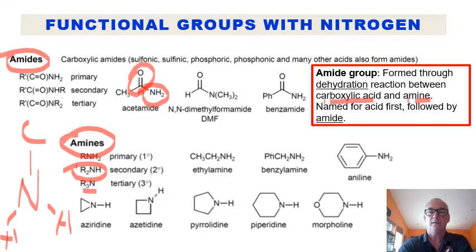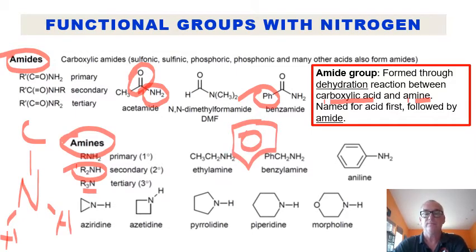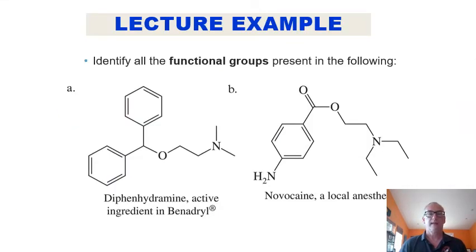Like here, we have a benzene ring with a carboxylic acid and an amine, and we call that benzamide because it comes from benzene and it has an amine on the end. So the amide just refers to the carbonyl group followed by an amine. So we'll deal with some of these during the lecture tomorrow.